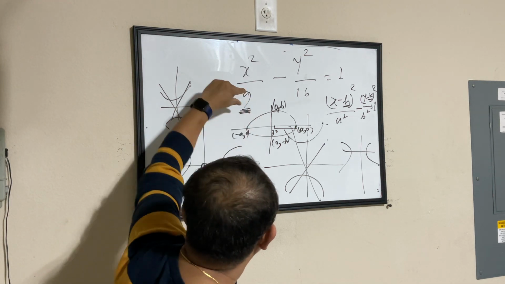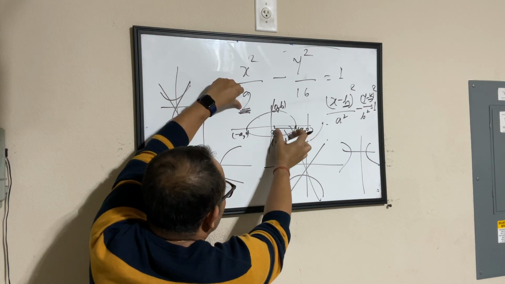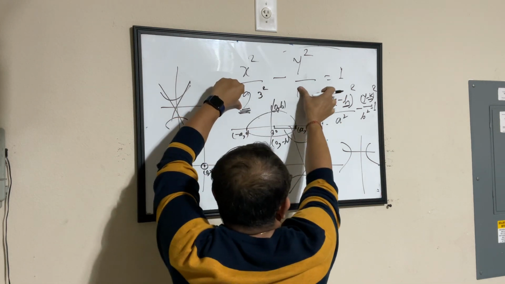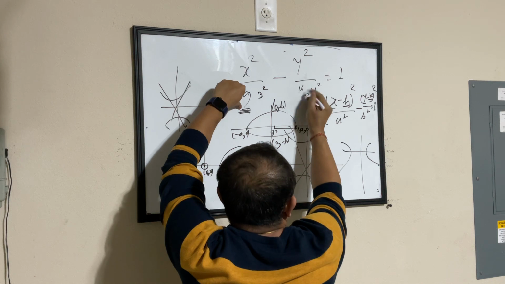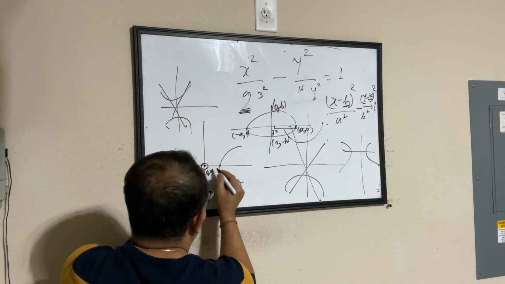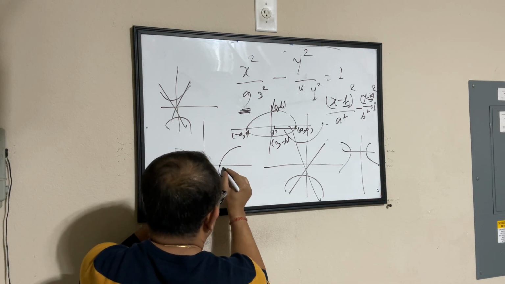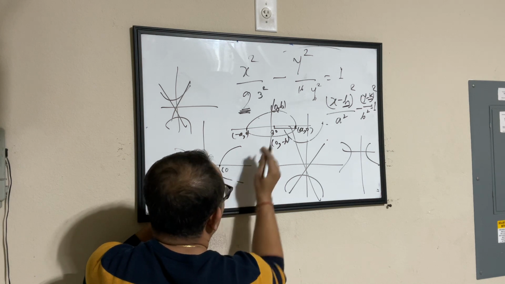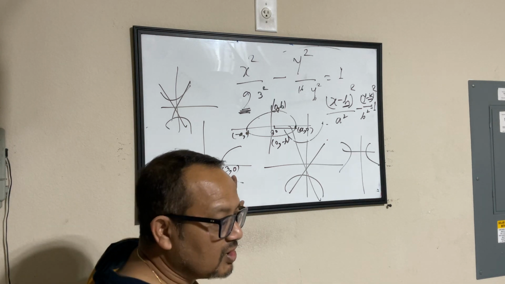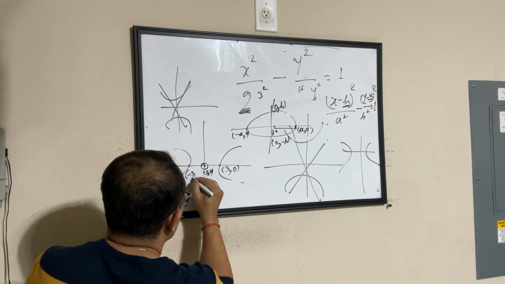So in this case, what is your length along the x-axis? This is 3 squared, so this is a, and this is 4 squared, this is b. So here you are talking about this point as the center at 0, and along the x-axis, this is the edge, which is the vertex. This will be 0 plus 3, so 3, 0 will be your one vertex, and the second one will obviously be minus 3, 0.